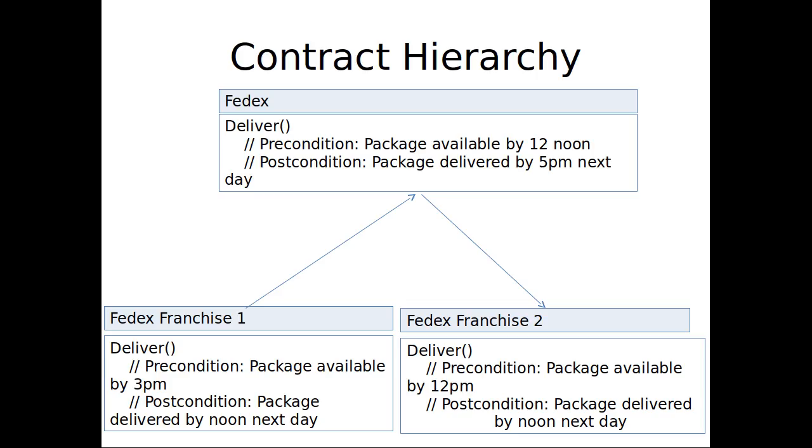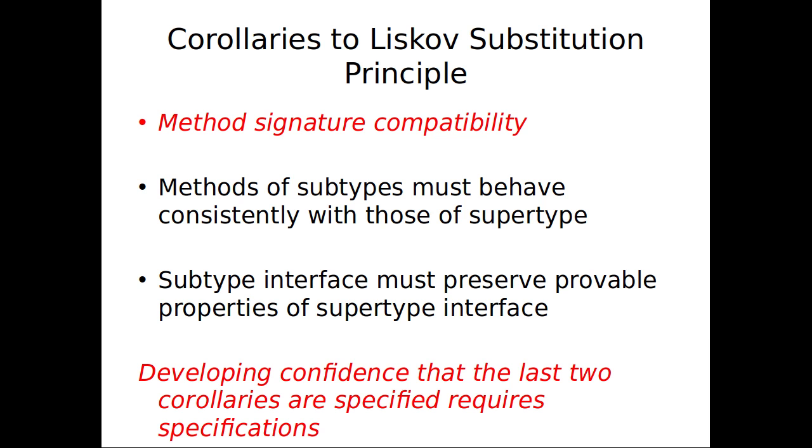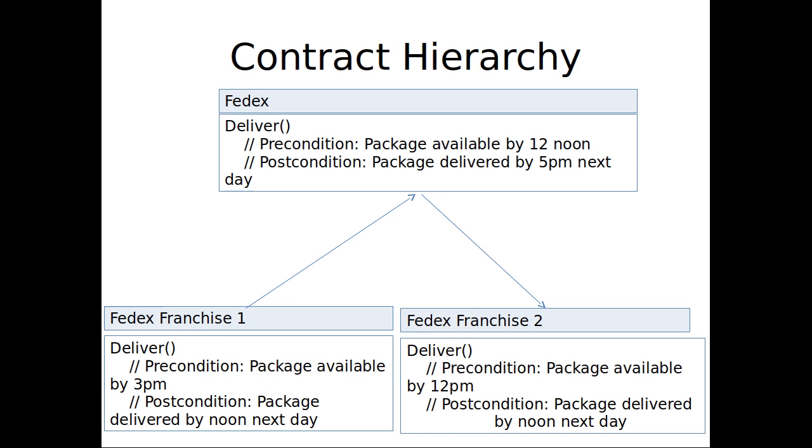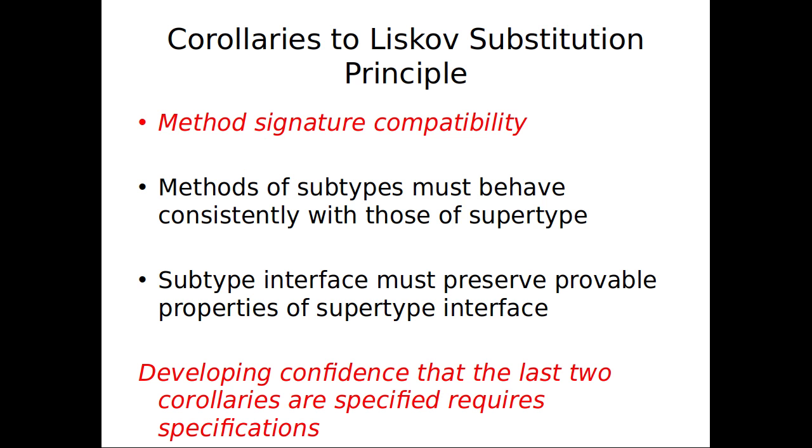The package is delivered by the customer by 12 p.m. and the package is delivered by noon the next day. Is that legitimate? Yeah, it's legitimate. It's within the bounds of what someone would reasonably expect based on the FedEx website, right? Now, there's lots of other cases which are not.